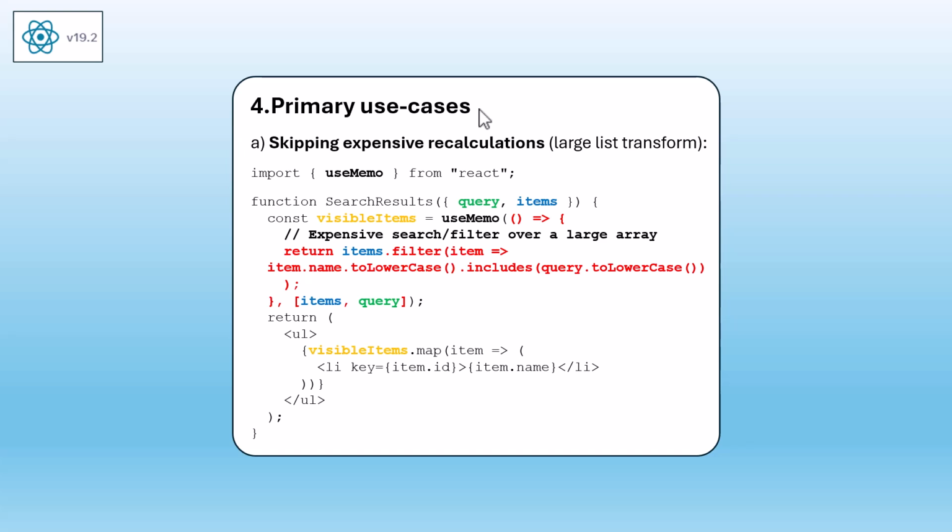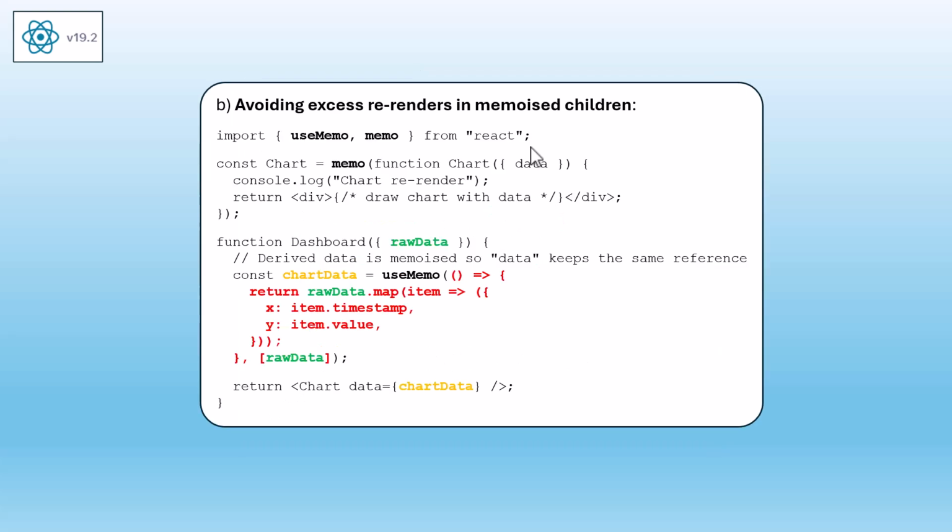4. Primary use cases. There are several scenarios in which memoization is appropriate. Skipping expensive recalculations, when a component must perform a heavy computation, filtering a large list, sorting, complex transformations, and the inputs to that calculation rarely change, memoizing it avoids repeating that work on every render.